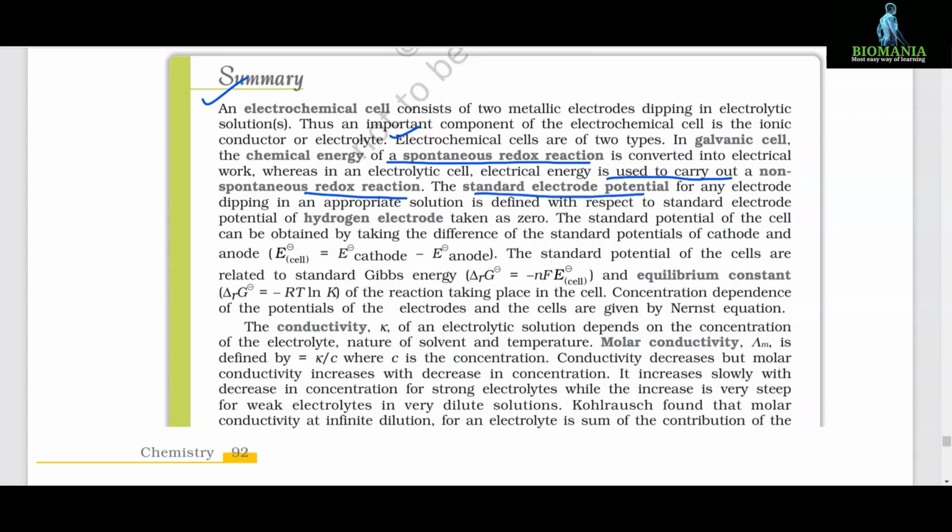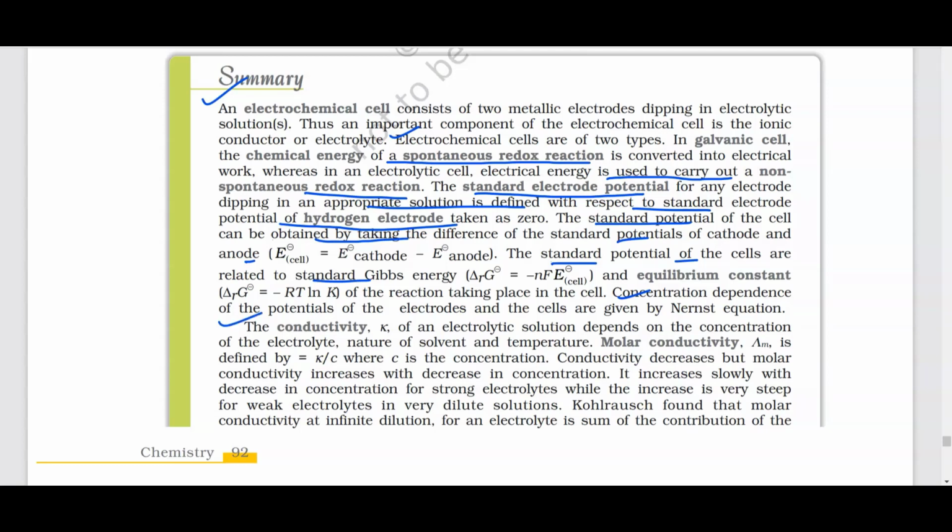The standard electrode potential for any electrode dipping in an appropriate solution is defined with respect to standard electrode potential of hydrogen electrode taken as 0. The standard potential of the cell can be obtained by taking the difference of the standard potentials of cathode and anode. The standard potential of the cells are related to the standard Gibbs energy and equilibrium constant of the reaction taking place in the cell. Concentration dependence of the potentials of the electrodes and the cells are given by Nernst equation.